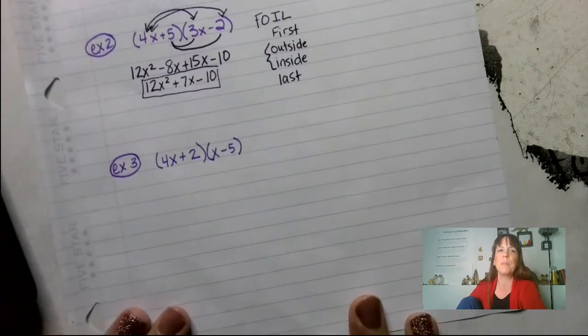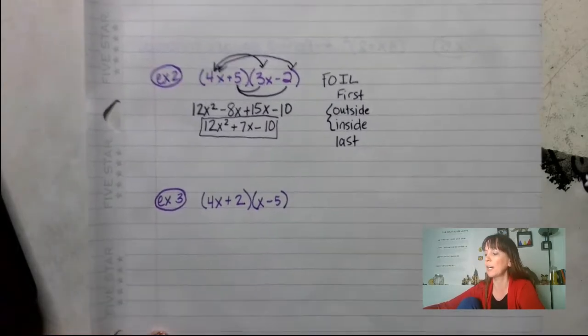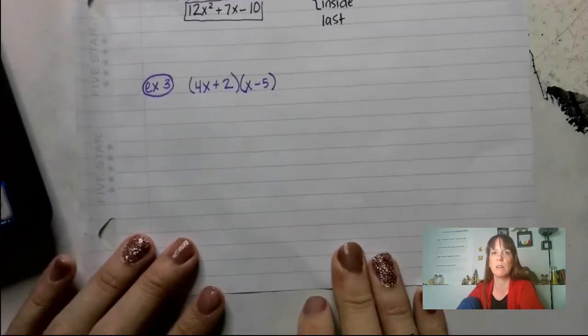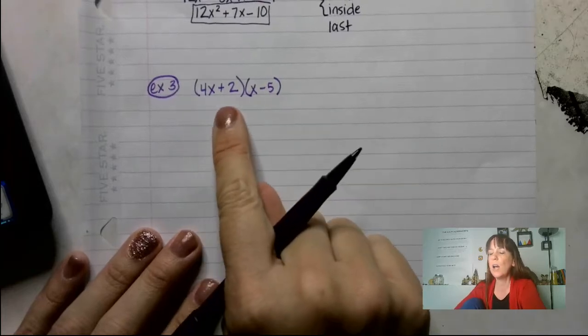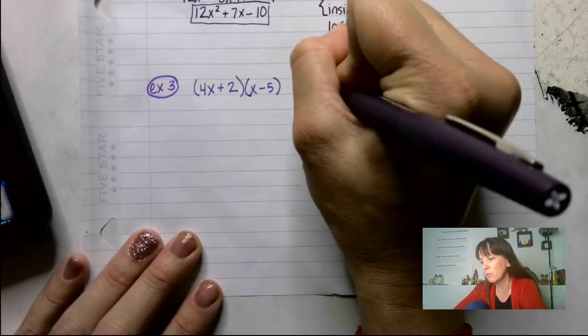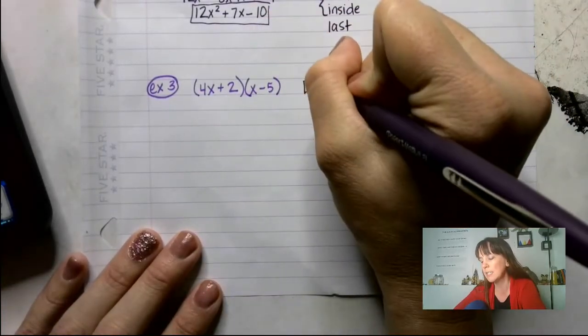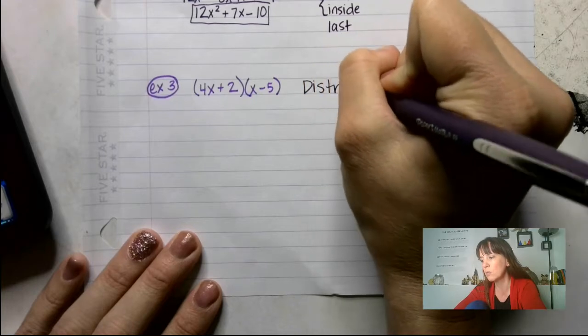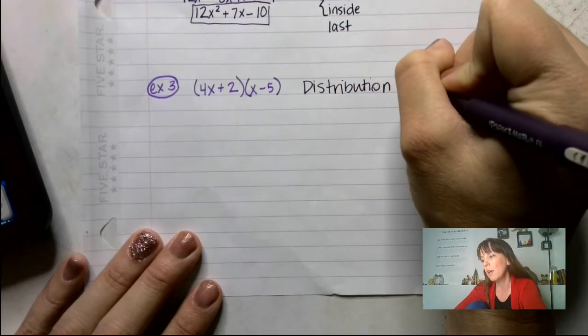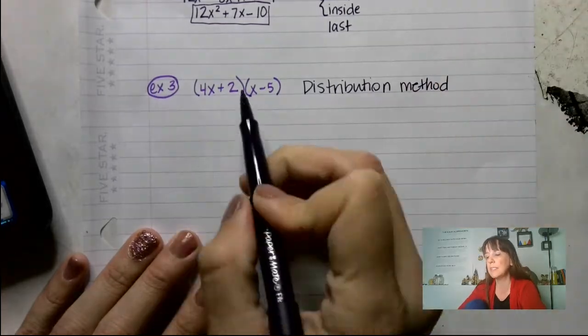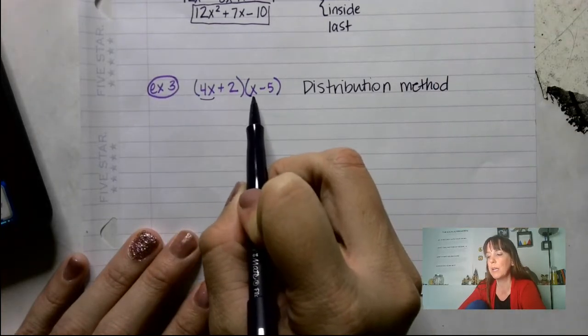Okay, second method, let's keep on track here. Your math tutor doesn't know how to count, yay. This one I want to call the distribution method. So we've already learned the FOIL method. Now we're learning the distribution method. What this means is we're going to take this and multiply it by all of that. We're going to take this one and multiply it by all of that.